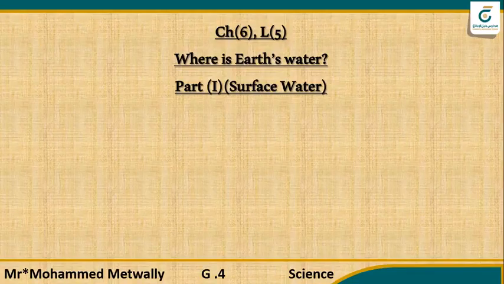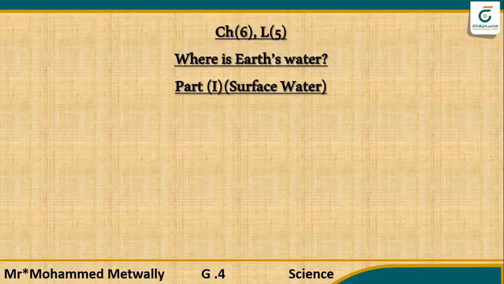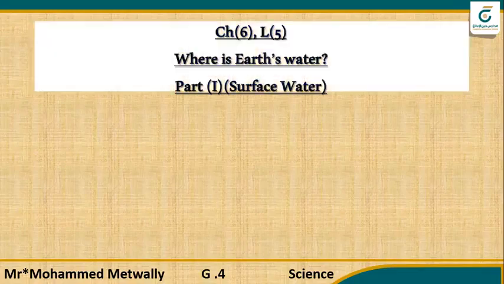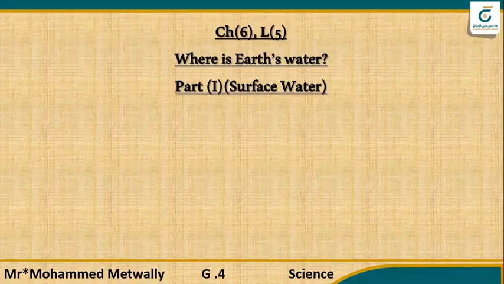We will continue our science lessons, starting with lesson 5 of this week of chapter 6, where we talk about where is Earth's water. The lesson will be divided into two parts. The first part will be the surface water, then the second part will be the groundwater. Let's explore our lesson together. I know that you are exploring more about water. You know more information about water, but in today's lesson we will explore more and in detail.